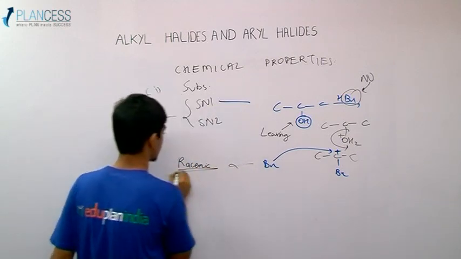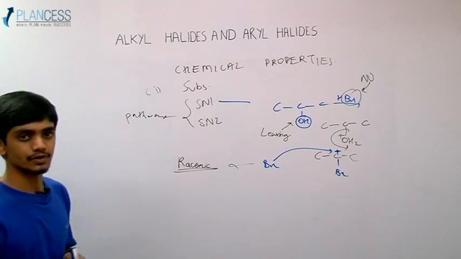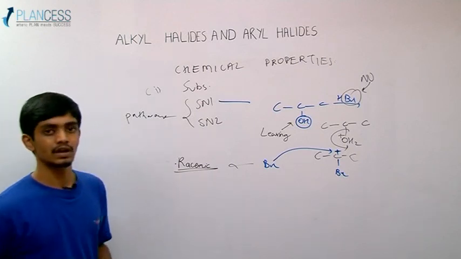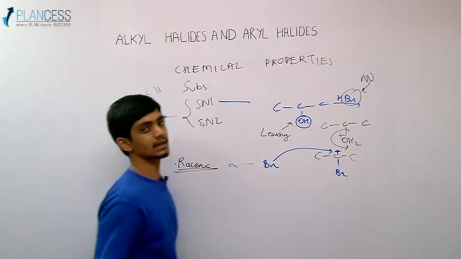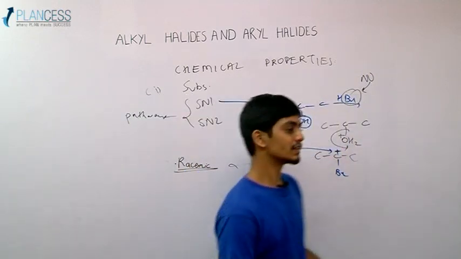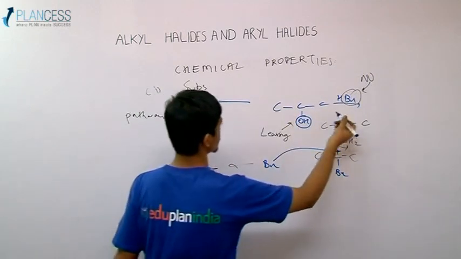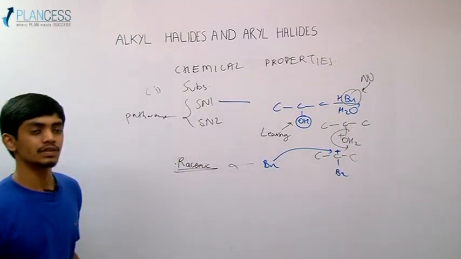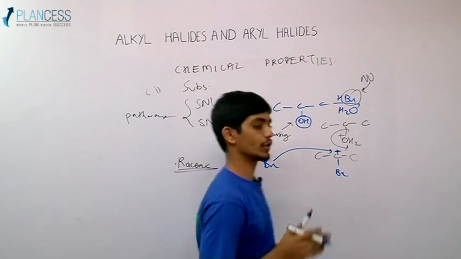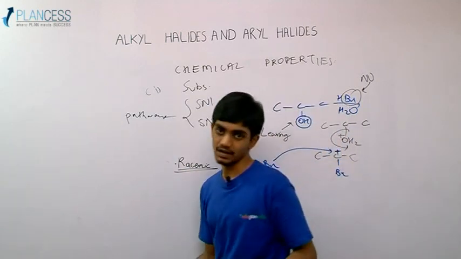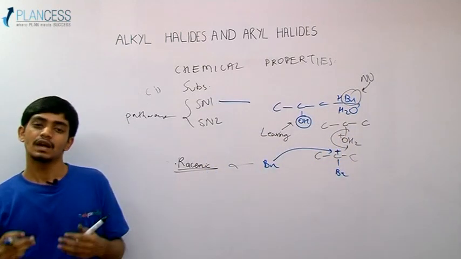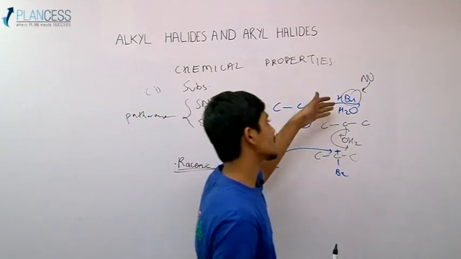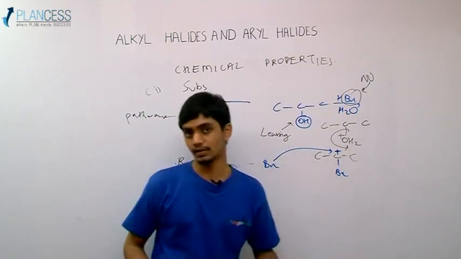But unfortunately, it is very rarely observed that you get a racemic mixture. You will almost never get a racemic mixture, because the problem is, along with HBr, you will have the solvent. For example, H2O, and we know that H2O is also a nucleophile. So if there is a carbon center which is deficient in electrons, then H2O or HBr both can donate the electron.